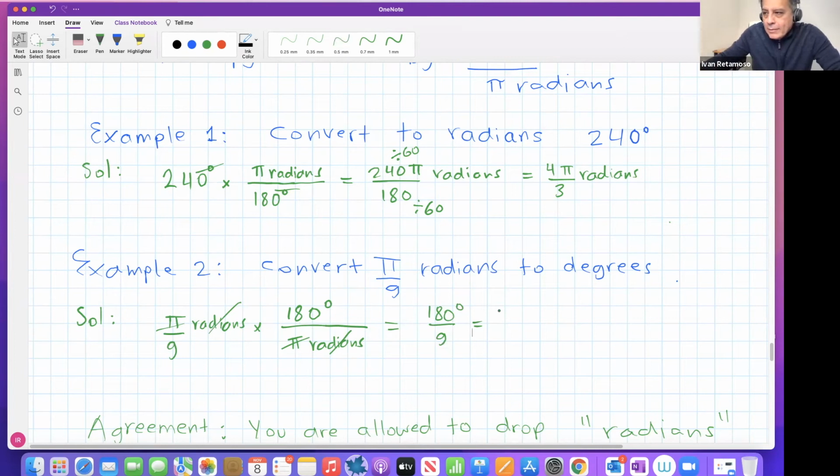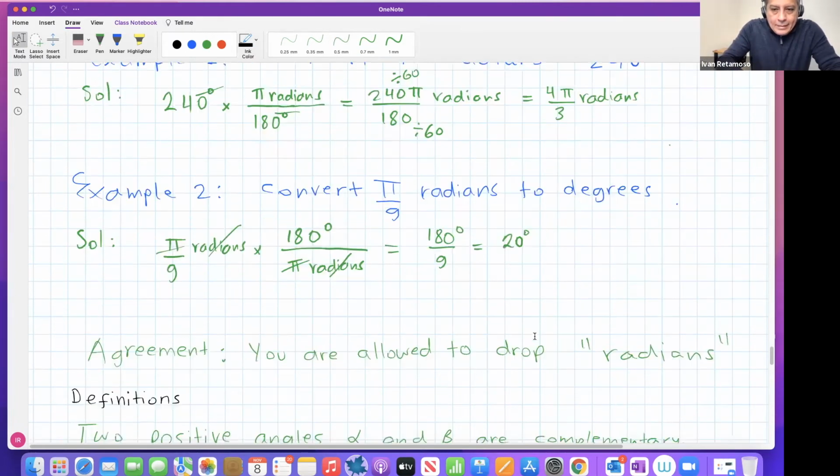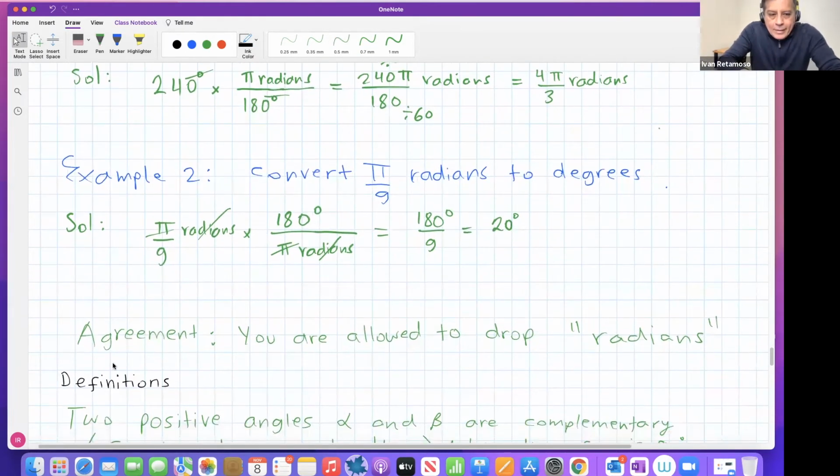which is just equal to 20 degrees, right? This is 9 here, so 20 degrees. Okay. π/9 radians is equivalent to 20 degrees, right? Very good.